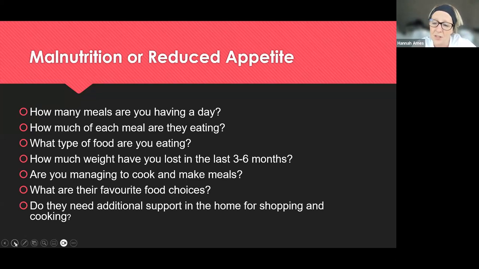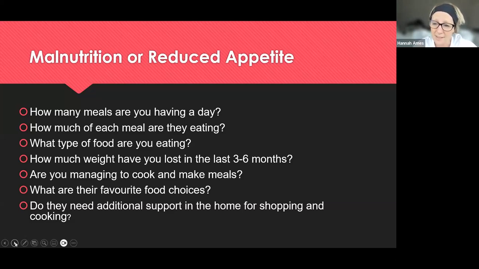Are they managing to cook and make meals? So is there a social aspect here to their malnutrition? I might want to find out a little bit more about their favourite food choices, so we could offer those whilst they were in hospital. Do they need any additional support in the home for shopping and cooking? And again, would they like a referral to the dietitian? This is what the MUST should suggest, but we always need to get the patient's consent.